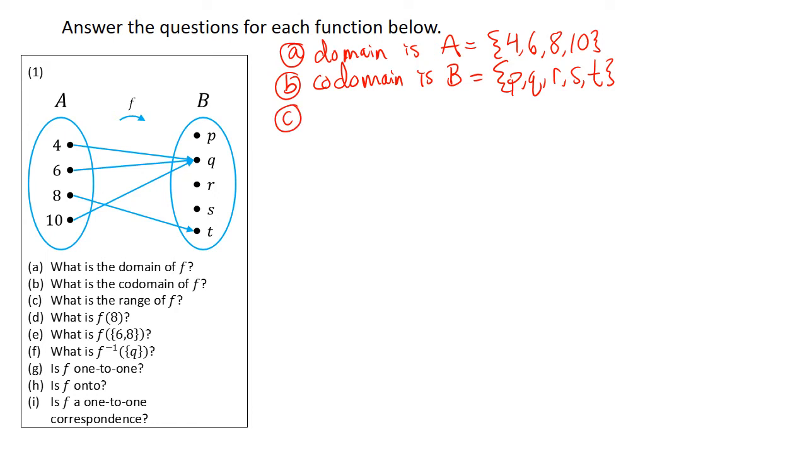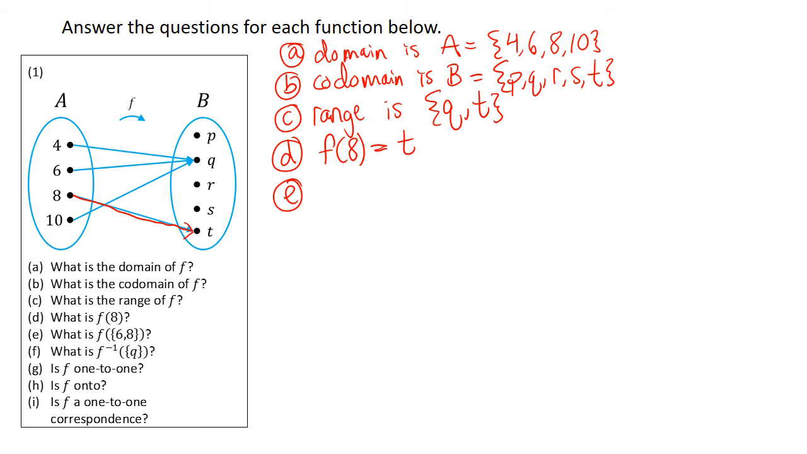Okay, part C, the range. So the range is actually only the elements that are outputs of the function. So the range is only going to be the ones that the arrows go to. So that's going to be Q and T. Okay, part D. What is f of 8? So f of 8, you just follow the arrow from 8 and it goes to T. So that's T.